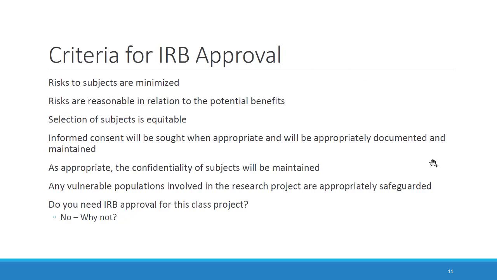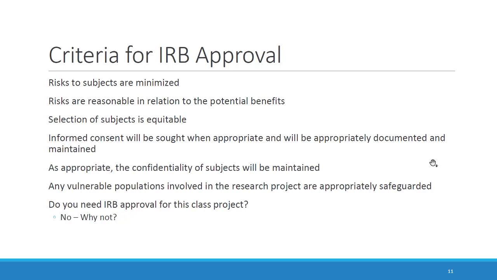In terms of IRB approval, the criteria are that risks to subjects are minimized and are reasonable in relation to the benefits. That selection of subjects is equitable, that informed consent will be sought when appropriate and will be documented and maintained. As appropriate, confidentiality of subjects will be maintained, and any vulnerable populations are safeguarded.